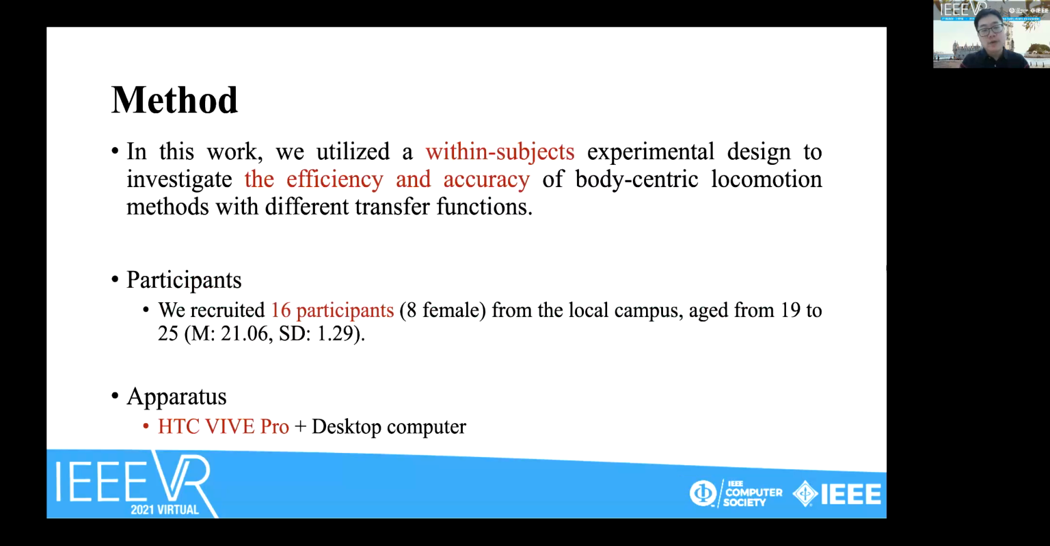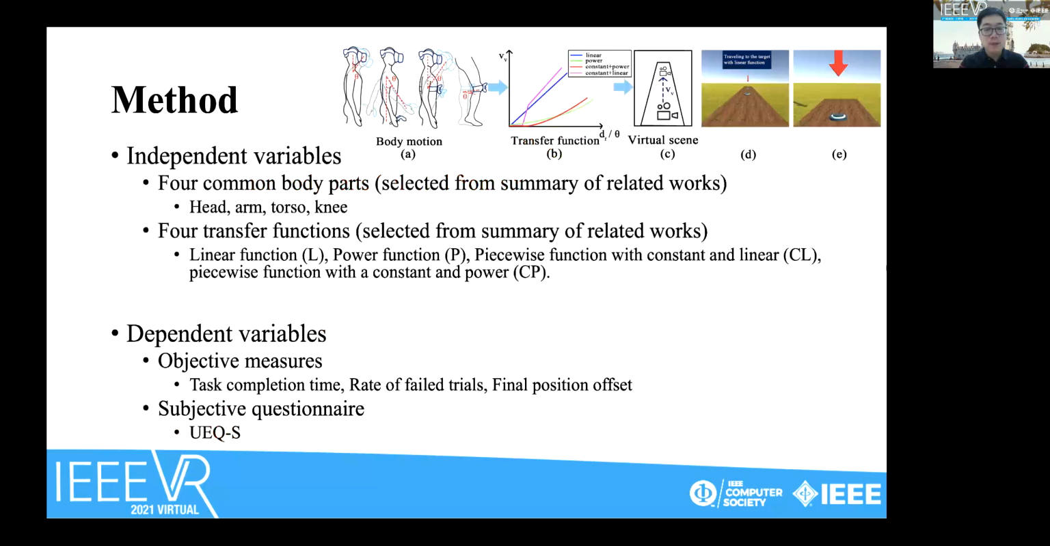So in this work, we utilize a within-subjects experiment design to investigate this issue. We recruited 16 participants from the local campus. We utilize the HTC Vive Pro device. And we selected four body parts and four transfer functions from the summary of related works mentioned before. And we evaluate the performance with objective and subjective measures.